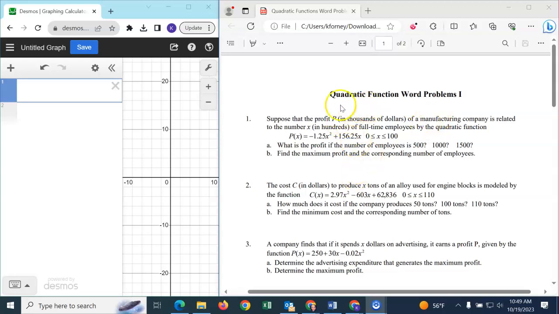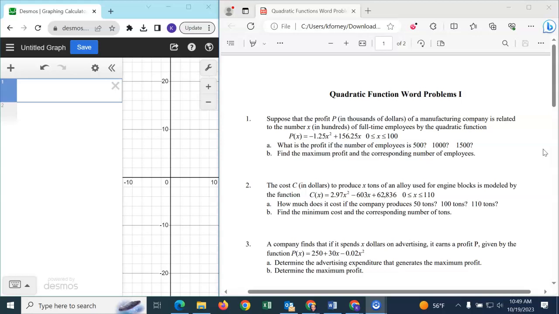Okay, so we're looking at the quadratic function word problems. And the first one reads, suppose that the profit P in thousands of dollars of a manufacturing company is related to the number X in hundreds of full-time employees by the quadratic function P of X equals negative 1 1/4 X squared plus 156 1/4 X, where our x's are between 0 and 100. So our domain is between 0 and 100. What is the profit if the number of employees is 500, 1,000, and 1,500?